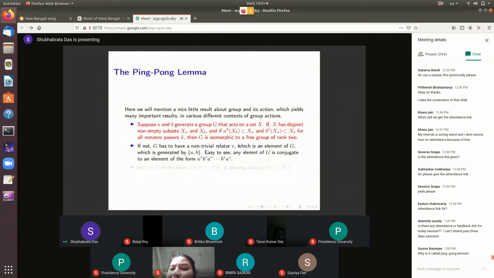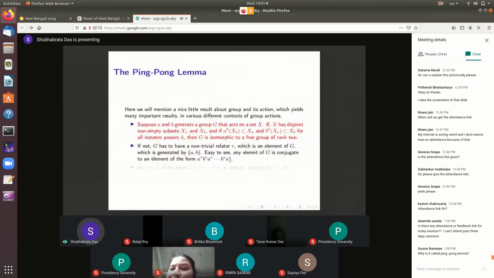Relator is a word in the generating set, right? So what is the generating set here? A and B. So the relator would be a word in A and B. Now it is easy to see that an element of G is conjugate, any element is conjugate to an element of this form.